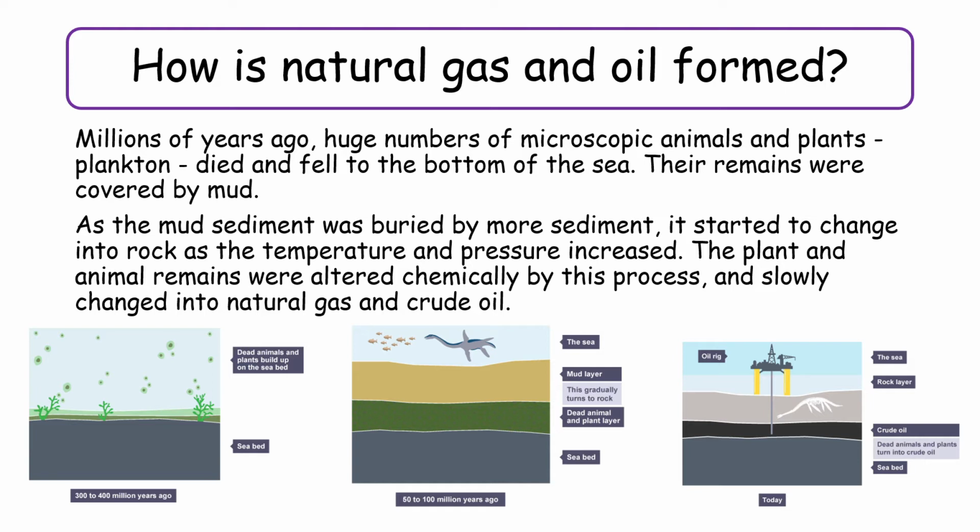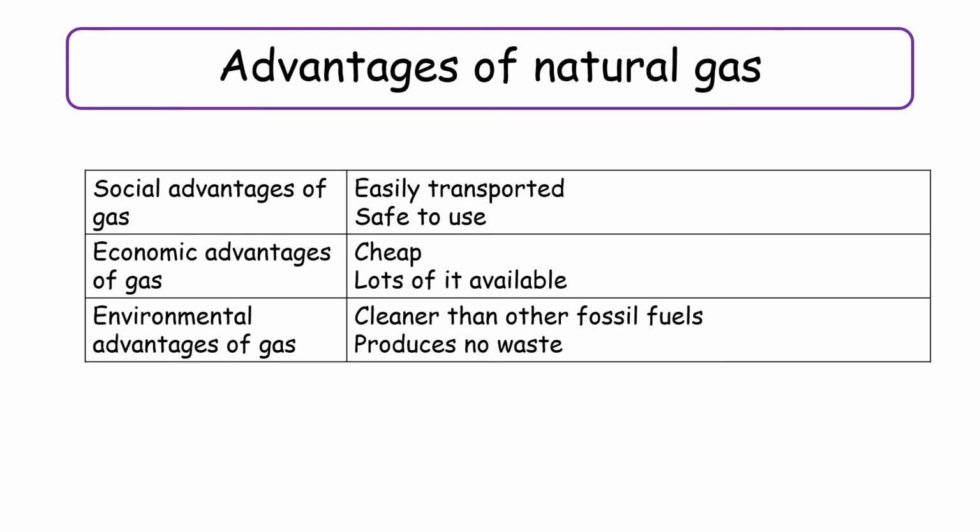So as with coal, oil and gas have taken millions of years to form, and we're using them very, very quickly. And once they're gone, they're not coming back. So that's a really brief outline of how those fossil fuels were created. Now I'll quickly talk to you about some of the positives and the negatives of natural gas.